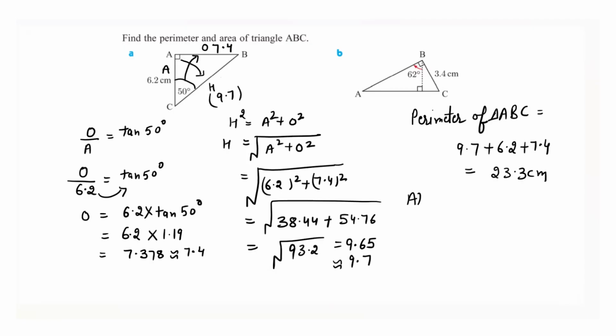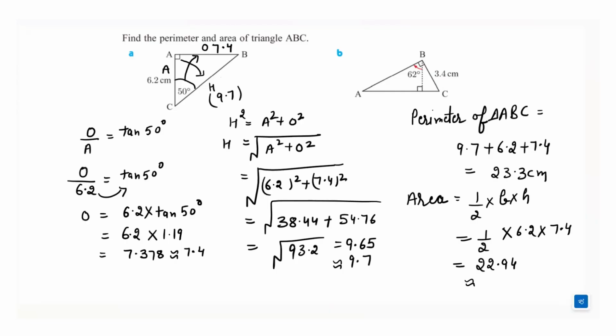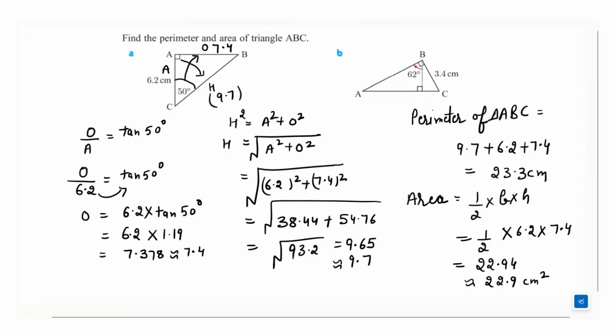centimeter. And if you want to calculate the area, since we already know all the sides of the triangle, we have to only use base and height. So the value for base is 6.2 and the value for height is 7.4. So when we will solve this, 6.2 into 7.4 divided by 2, we will get it equals to 22.94, which is approximately equals to 22.9 centimeter square. So this is how we can solve this sort of a question.